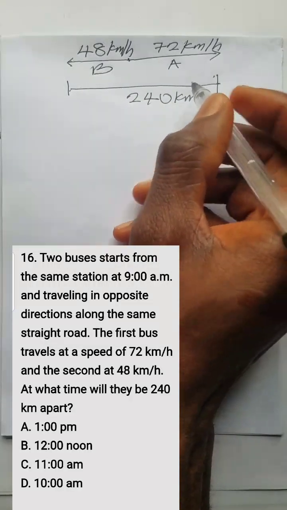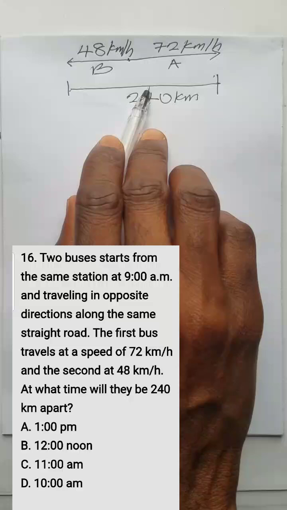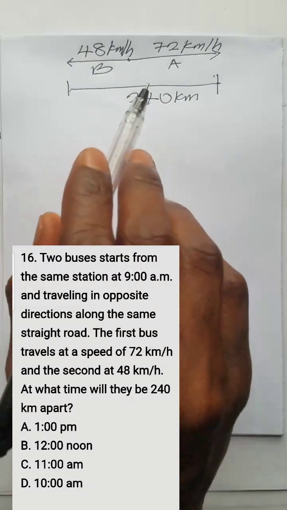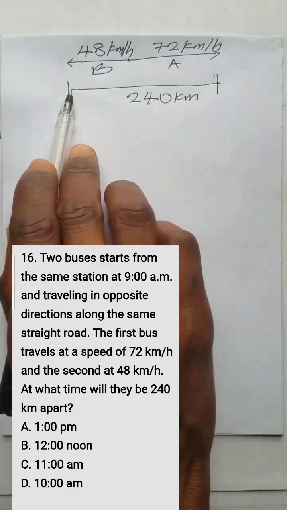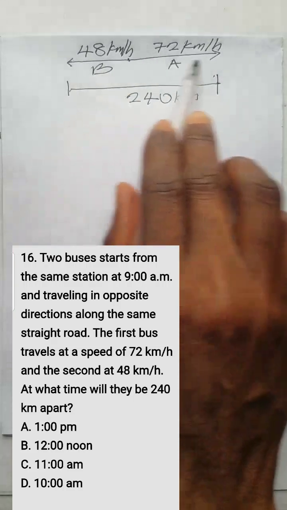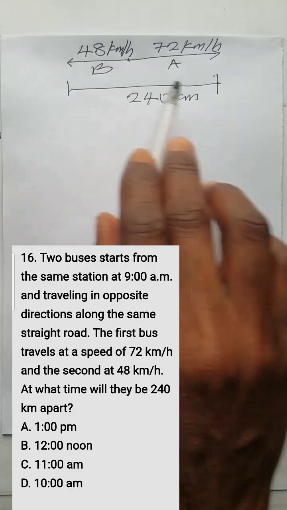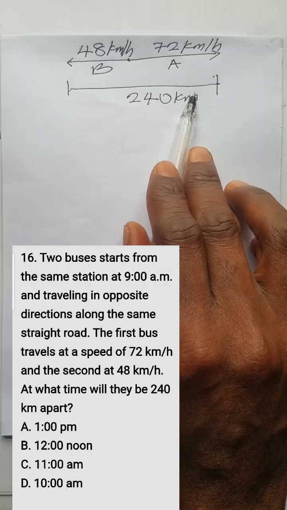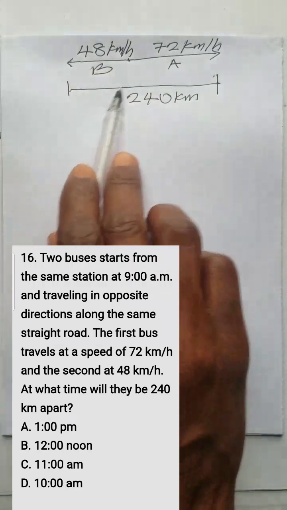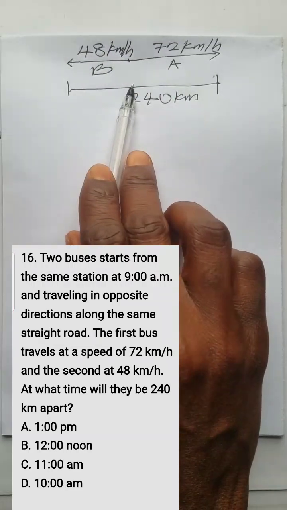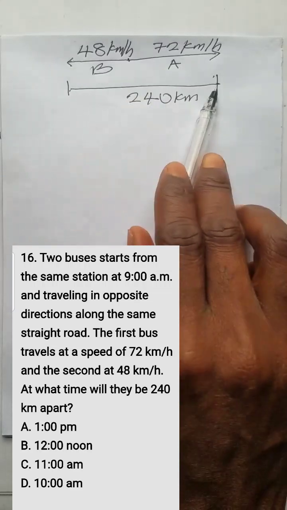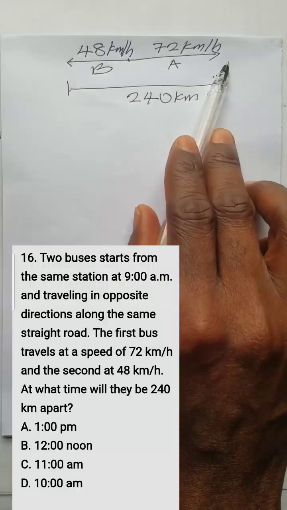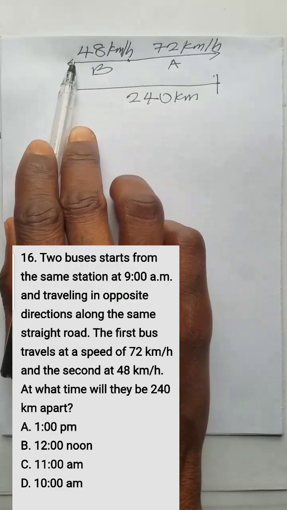240 kilometers. Now, we can't assign any part of this to either bus yet because we don't know what distance each covers. But one thing we know is that at this distance, they both spent the same time. So the time spent by bus B is equal to the time spent by bus A. So that has given us something. So let's see how we can express the speed to represent the time, and also the distance bus B and bus A cover.